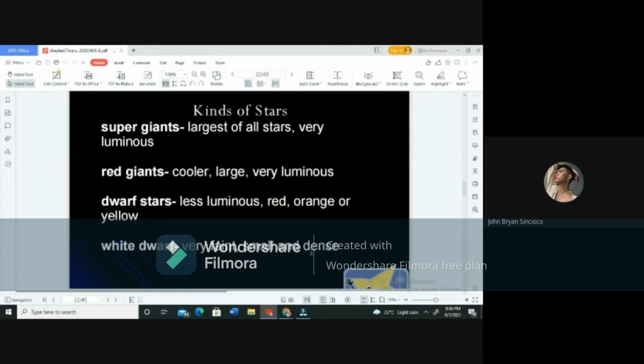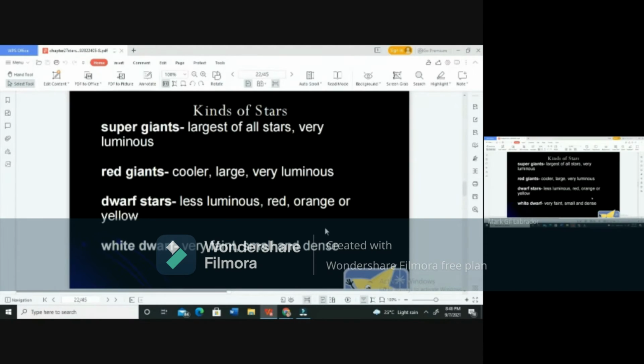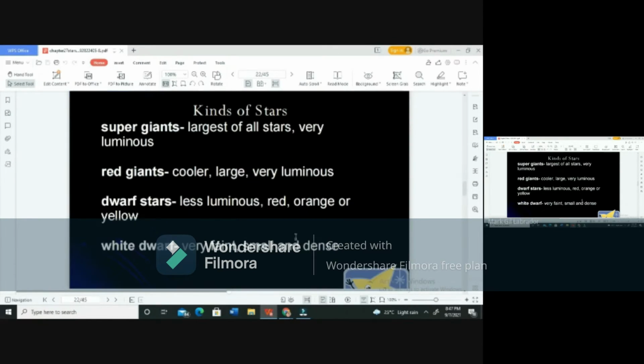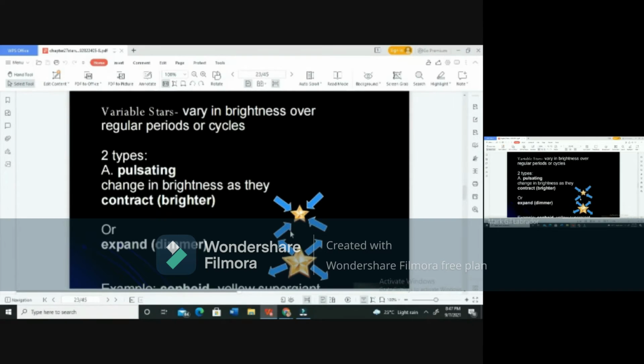Dwarf stars, sir, ang sun. One of the smallest stars that we have. Yes, okay. So, kung i-base talaga natin kanina sa color, yellow to orange, so mabibilang talaga si Sun in a dwarf star. So, variable stars, meaning they vary in brightness over regular periods of cycles.